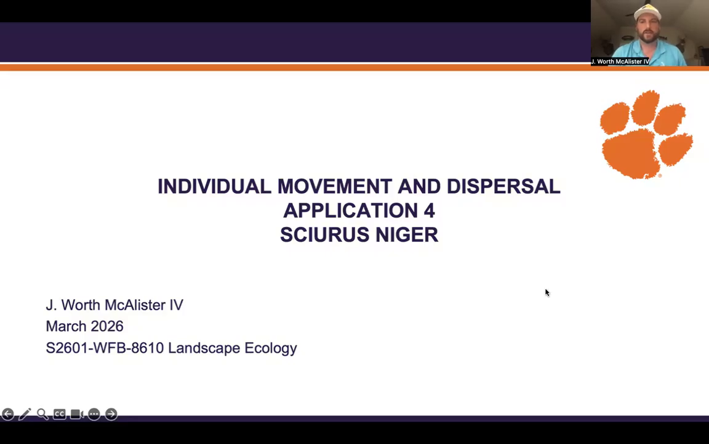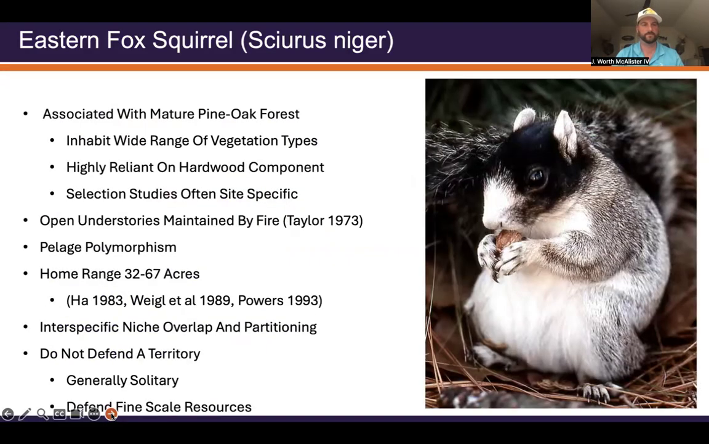Hello, Worth McAllister here. For this week's application on individual movement and dispersal, I chose the fox squirrel, eastern fox squirrel, as my species of interest for the mock research proposal.